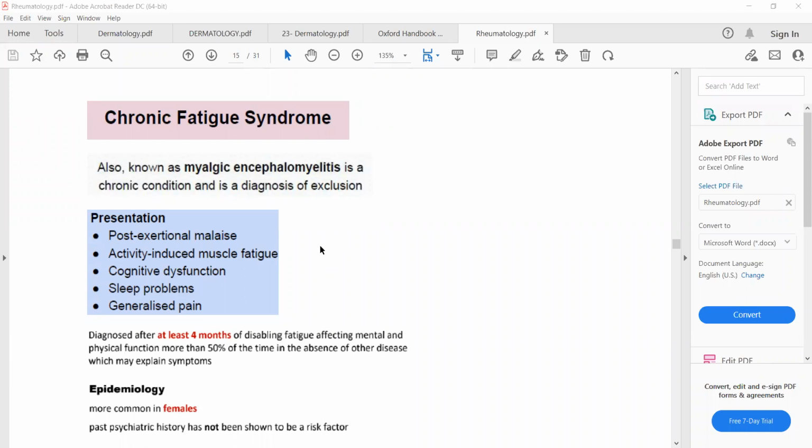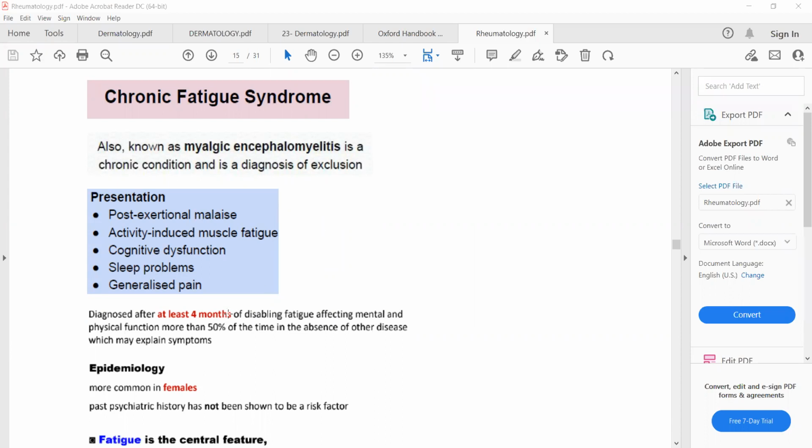So the main presentation of chronic fatigue syndrome is exertional fatigue and cognitive dysfunction or sleep problems with normal investigations and at least 4 months of disabling fatigue that is affecting the person's mental and physical function. Epidemiology is that it is more common in females.